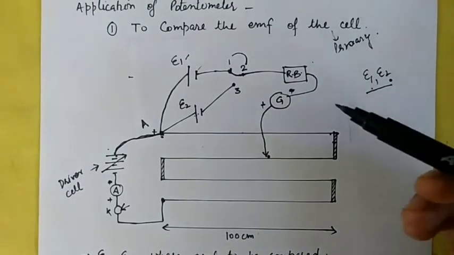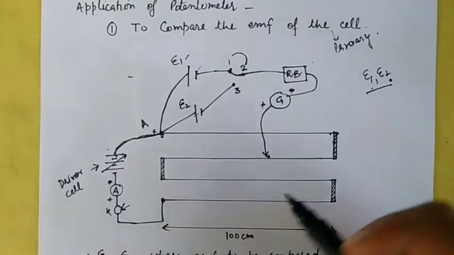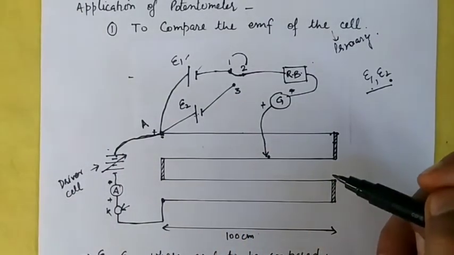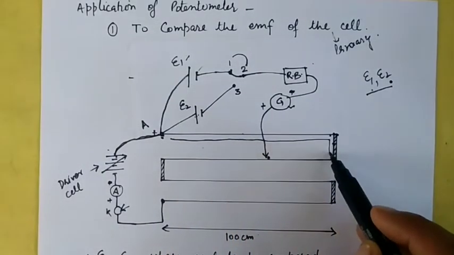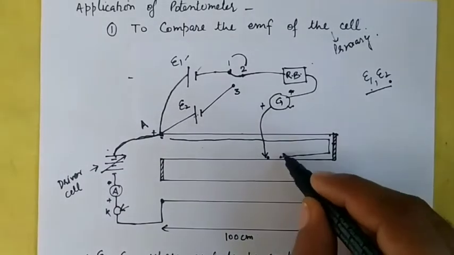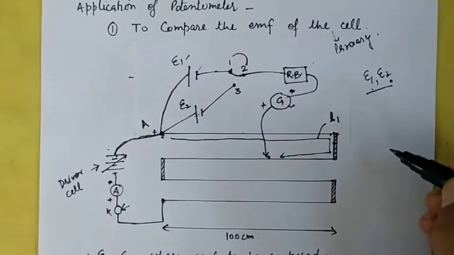Now same procedure, I move the jockey over this wire so that the galvanometer shows zero deflection. I take that length as L1. So this is our length up to this much. So I take this length as L1.